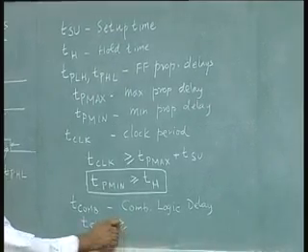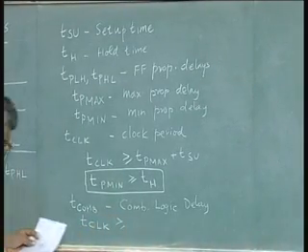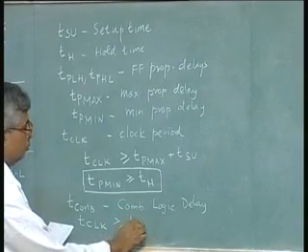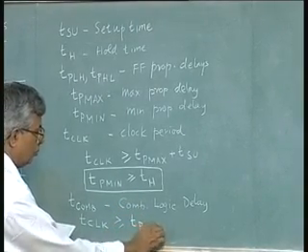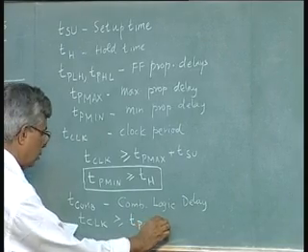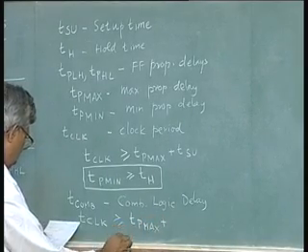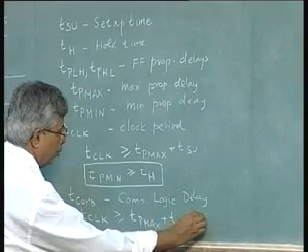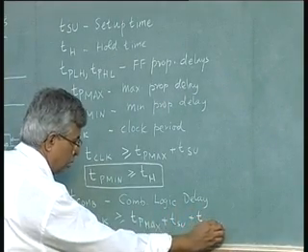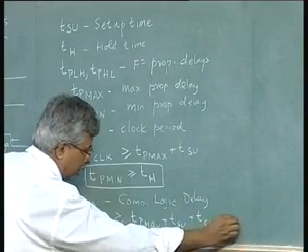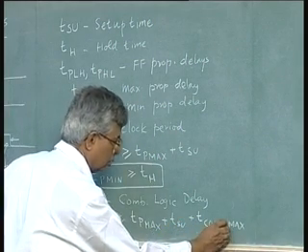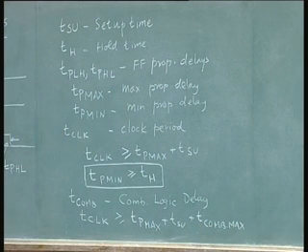should be greater than or equal to Tp maximum plus TSU plus T comb. Again we will say maximum because combinational logic will not have all the same delays. So maximum delay of the combinational logic.